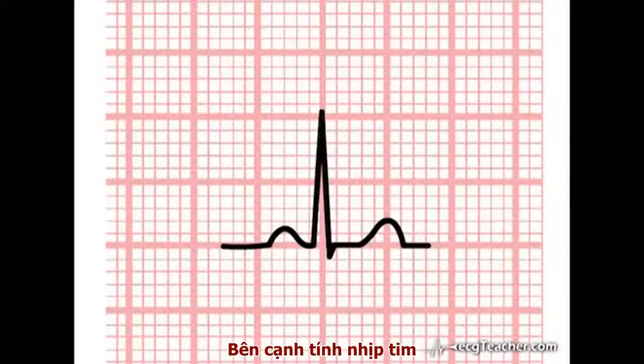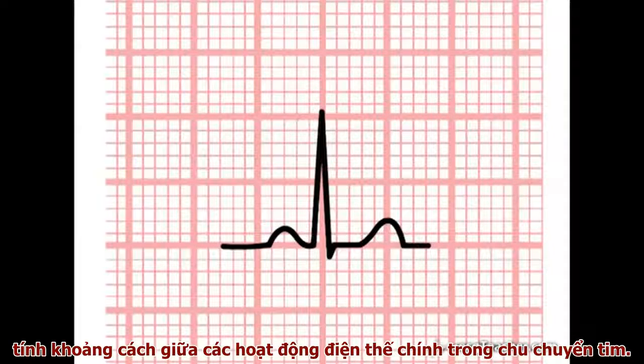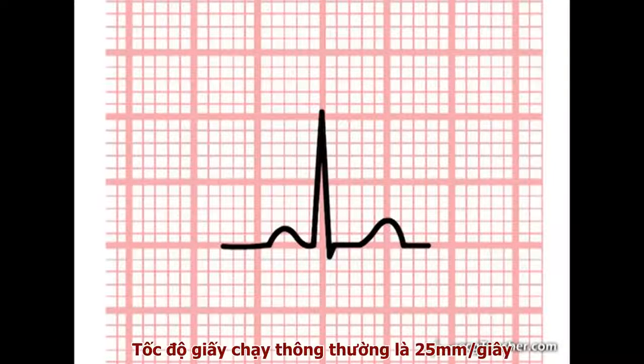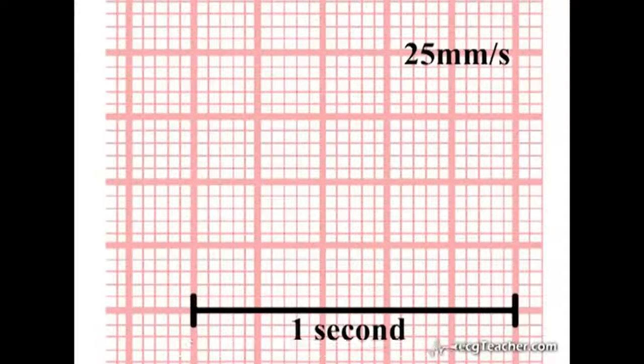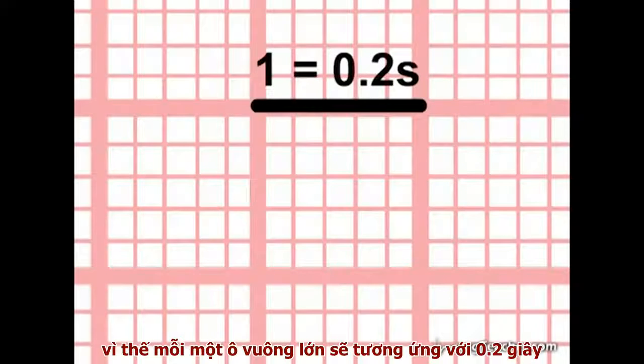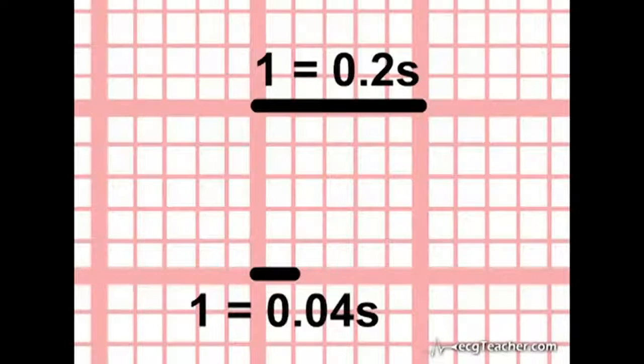In addition to calculating heart rate, the fact that distance on the ECG paper equates to time allows us to use the readout to time the duration of the major events of the cardiac cycle. We've seen that at a standard recording speed of 25 millimeters per second, 5 large squares corresponds to 1 second. Therefore, 1 large square corresponds to 1/5 of a second, and 1 small square to 0.04 seconds.